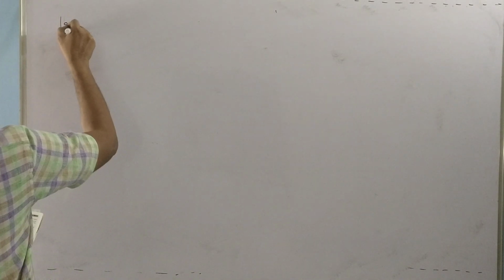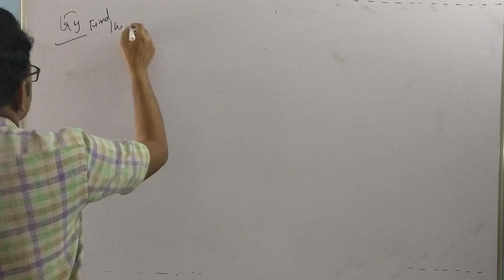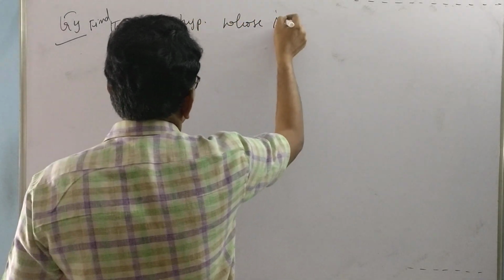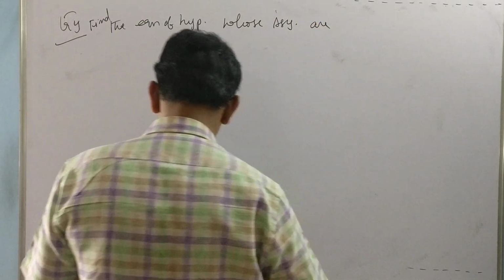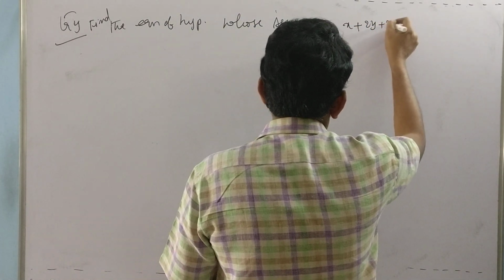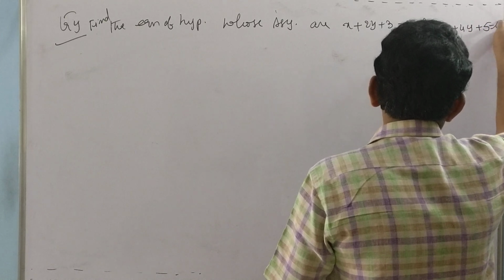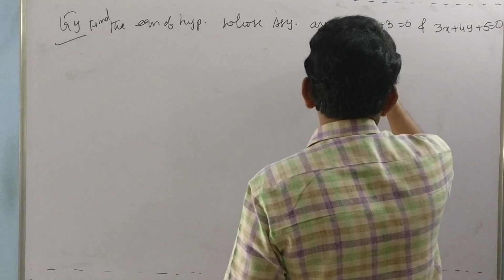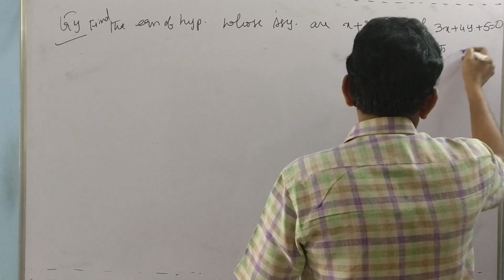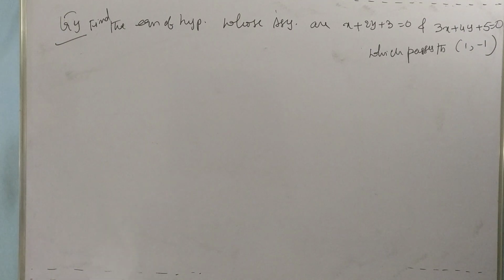So just the same model problem, just to try yourself. Find the equation of hyperbola whose asymptotes are x plus 2y plus 3 equal to 0 and 3x plus 4y plus 5 equal to 0, which passes through the point 1 comma minus 1.